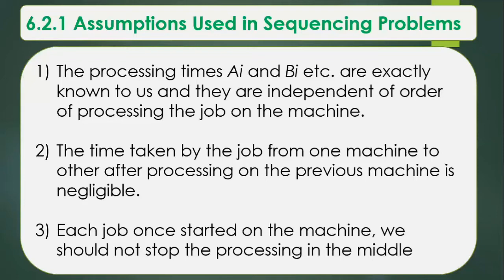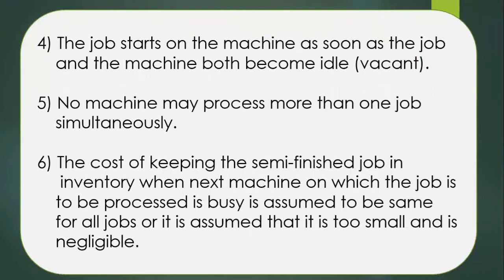And the next assumption we have is that the job starts on the machine as soon as the job and the machine both become idle, or if we say idle, we mean to say vacant. So in other words, this is written as the job is next to the machine and the machine is next to the job. This is exactly the meaning of transfer time being negligible.